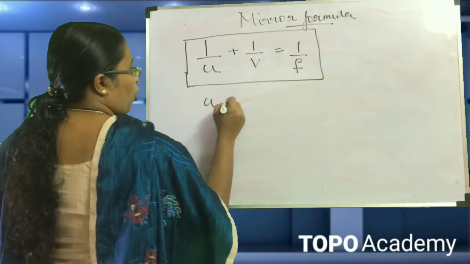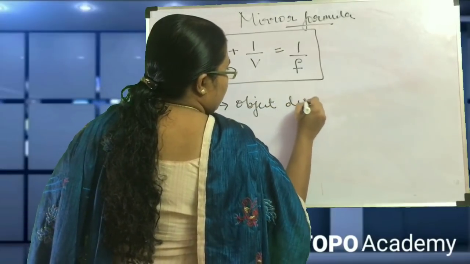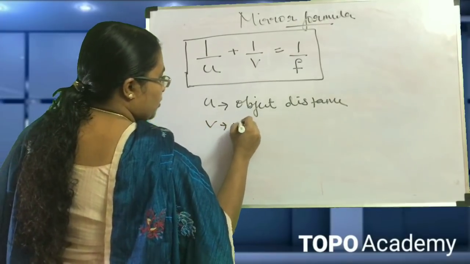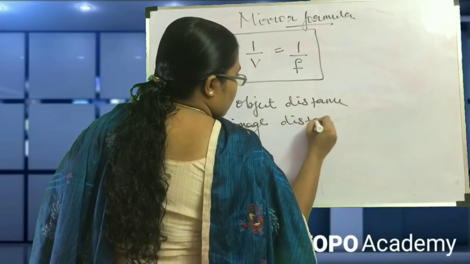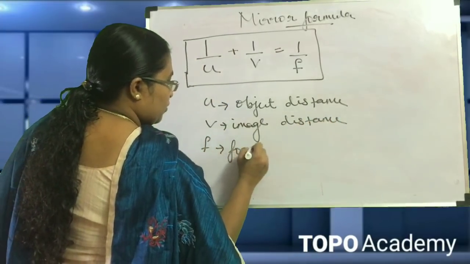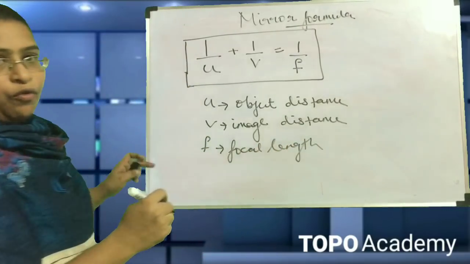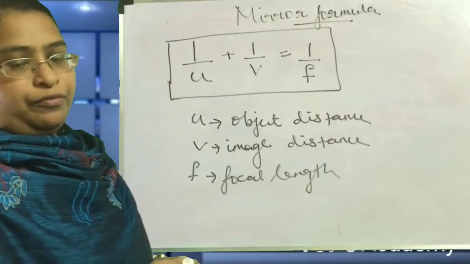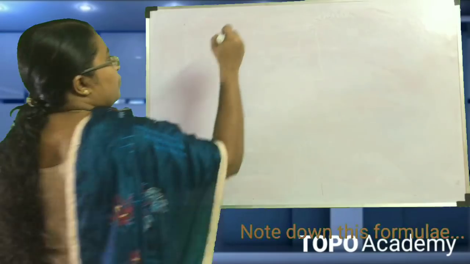What is U? Object distance. V, image distance. And F, focal length. So you have to remember this formula for doing the problems. 1 by U plus 1 by V is equal to 1 by F. Next we have to see the magnification.